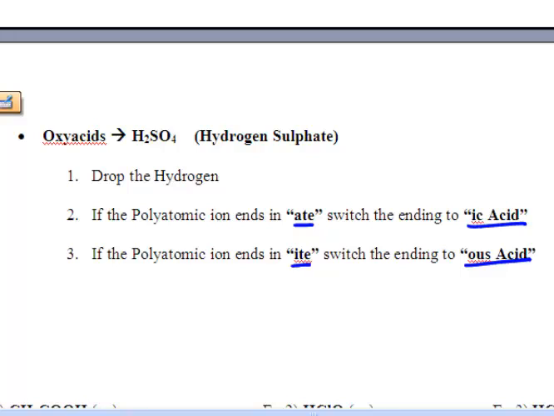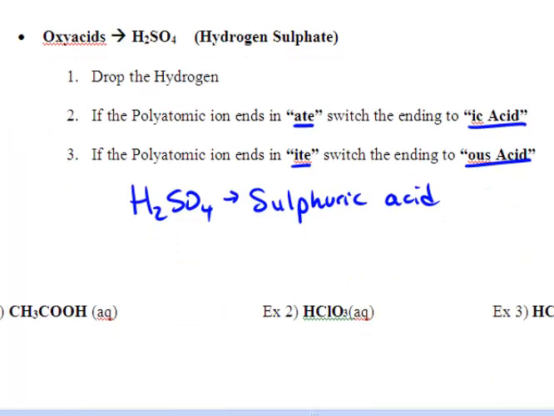So for hydrogen sulfate, so we've got H2SO4. And so we're going to drop the hydrogen, and the sulfate ate turns to ic. So we get sulfuric acid. And we've got a couple more examples down here.